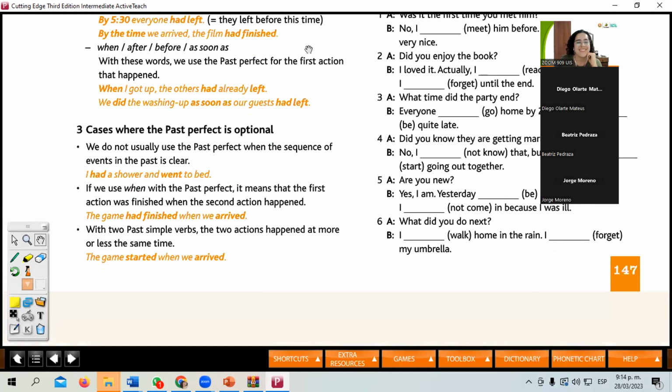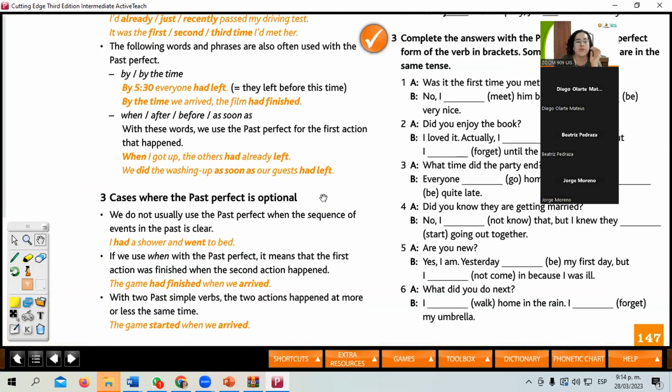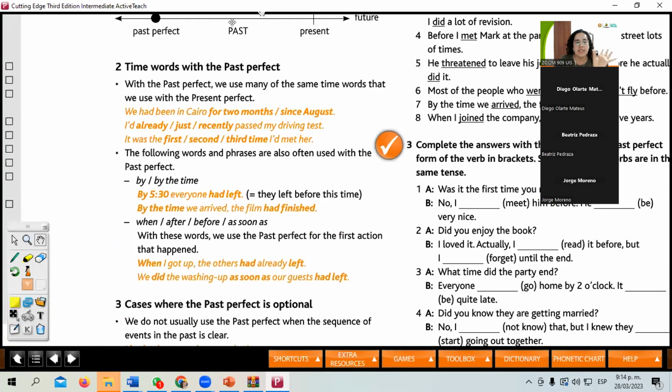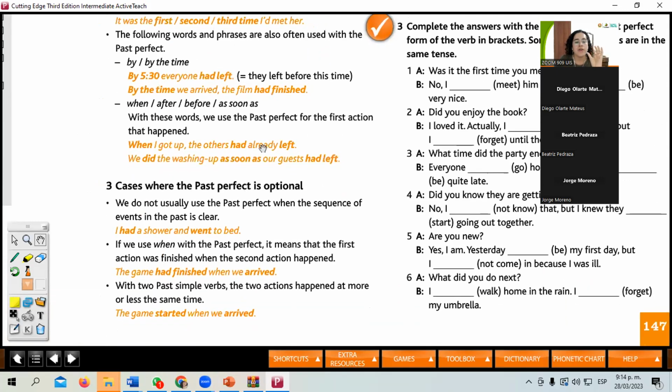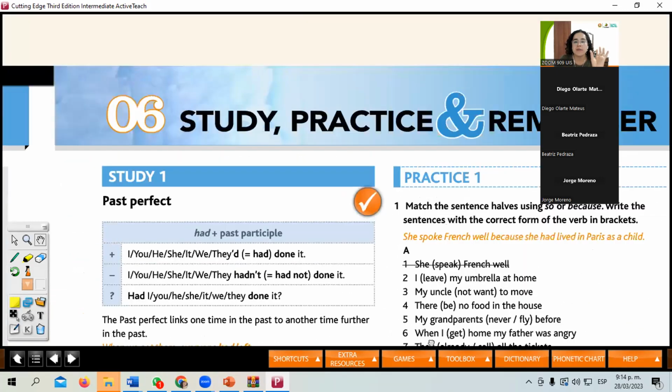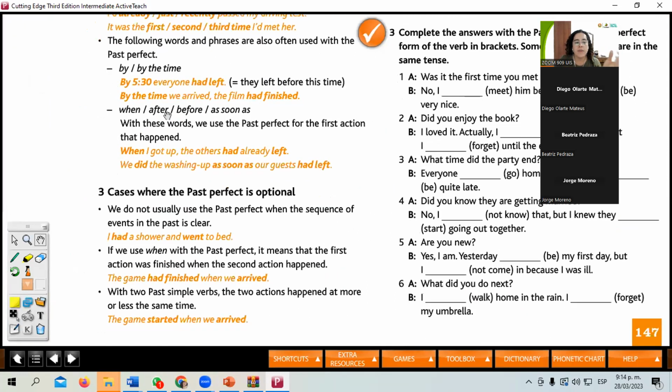Yes, this is about practice. So we already studied this before. Today is about reviewing and practicing a bit more. And also, to finish with the explanation, we're going to check some cases where past perfect is not necessary, but is optional, right? For example, when the sequence of events in the past is clear, cuando tenemos una secuencia de eventos en el pasado que es clara.